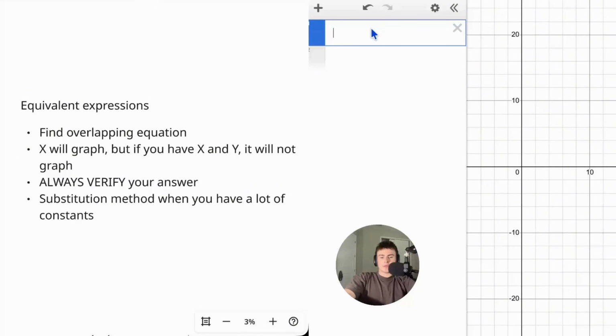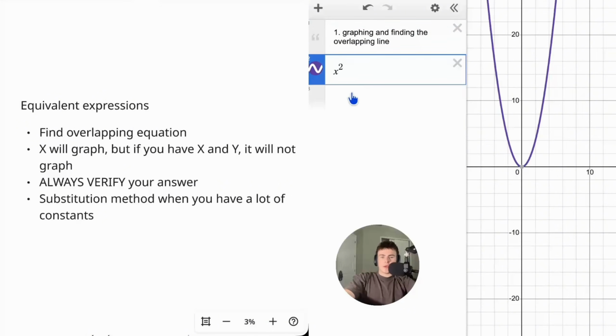Now, the first one, which is the easiest, is just graphing and finding the overlapping line. For example, let's say you have x squared and then x times x. These are obviously equivalent, but you can look at this and tell that they're equivalent because they overlap like this, you see? So this is the easiest one. You literally just type the options and see which one overlaps. That's graphing. So option 1 of solving is graphing.